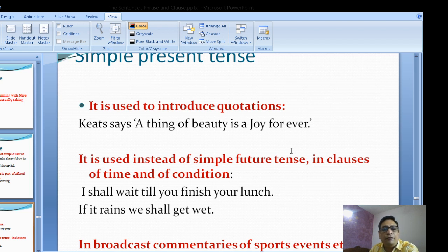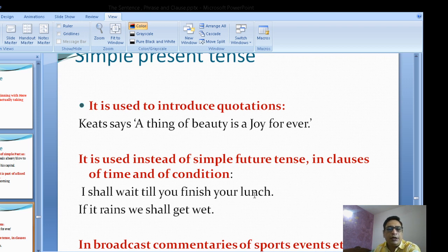Keats says a thing of beauty is a joy forever. Keats says, so Keats is not telling it right now. Keats is a poet of the distant past, so it is not being told right now, it is being told in the past, but it is used with the simple present tense because it is going to tell about a quotation. So whenever it's a quotation, Keats says or Shakespeare says, you can put it within inverted commas. Shakespeare says what's in a name. So that is how you put things in quotation.